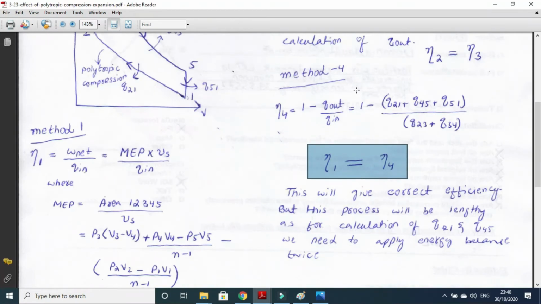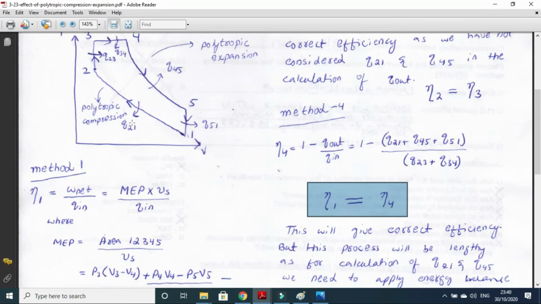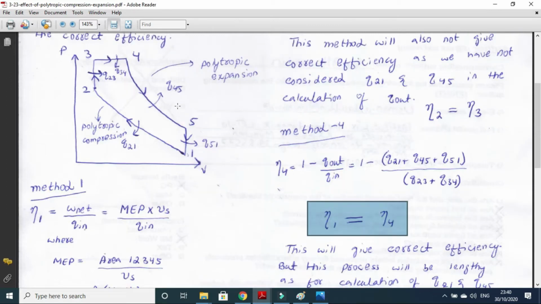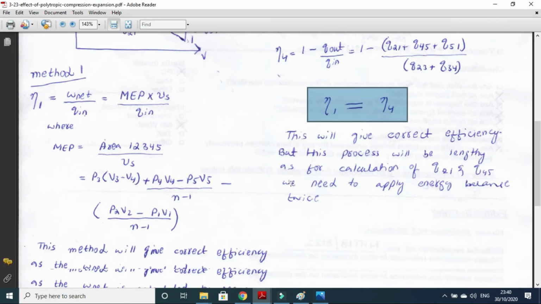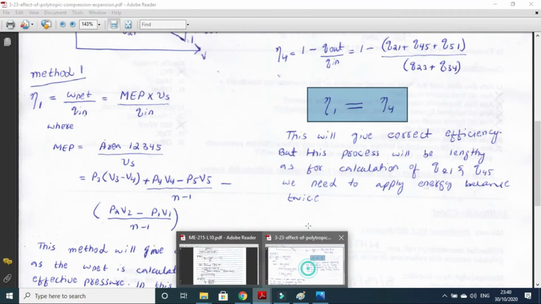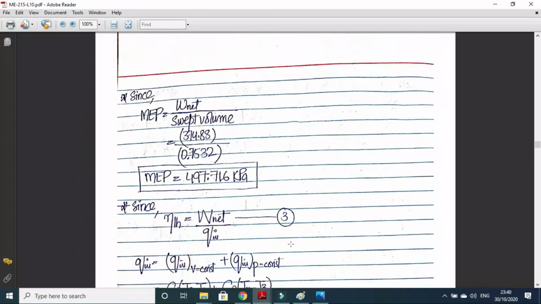Method 4 will be very lengthy, because in order to calculate Q21, you need to do the energy balance which you did in the thermodynamic course. You need to do the energy balance for process 1 to 2, then you will get Q21. Then you will need to do the energy balance for Q45. You need to use the property tables and everything, and then this method will become very lengthy and cumbersome. So it's easy to use method number 1. That is why we have used this method here.